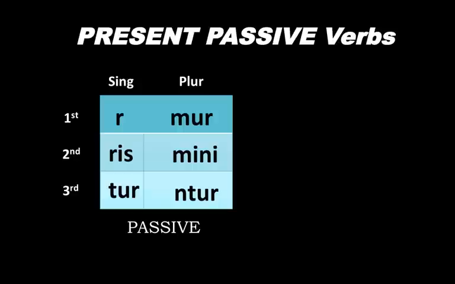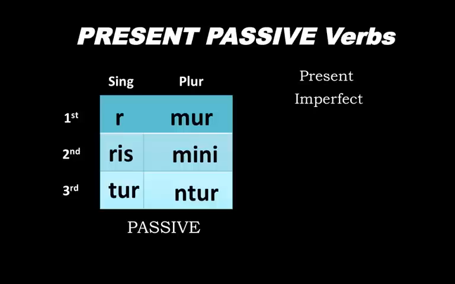We also took a look at how to create the present passive system in Latin, and we know that we need to use these endings now instead of our OST endings. The R tends to indicate that it's a passive verb.